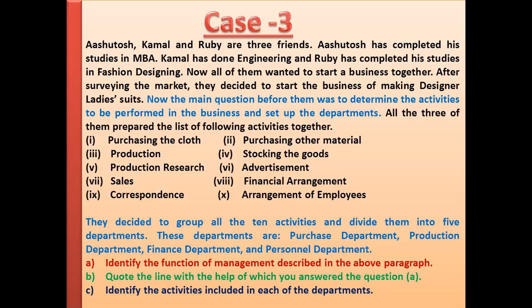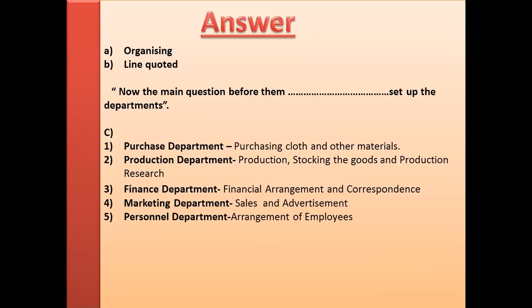In the previous slides, we have shown the list of certain activities. You have to write which activity will be shown in which department. Like the purchase department, they are going to handle purchasing clothes and other material. The production department is going to take care of production, stocking the goods and production research. The finance department will take care of financial arrangement and correspondence. The marketing department will take care of sales and advertisement, and the personnel department will take care of arrangement of employees.